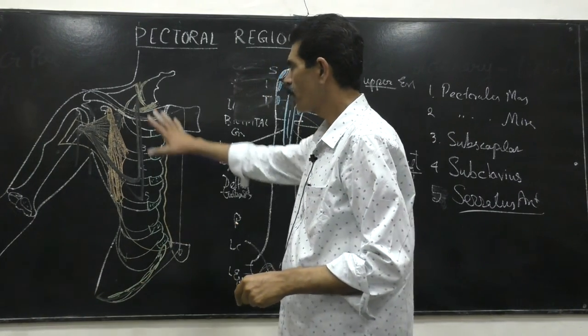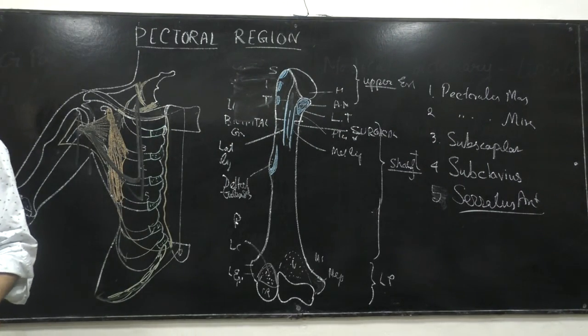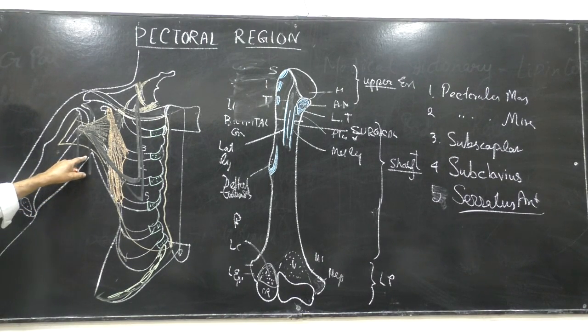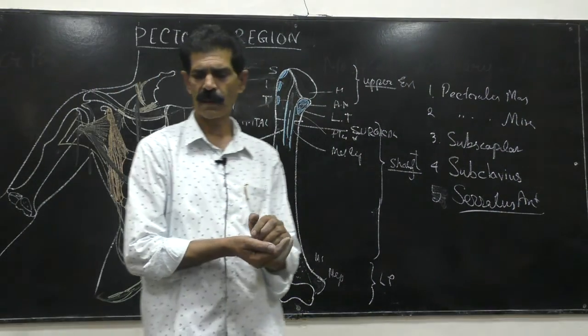So these are the 5 muscles we encounter in the pectoral or front region. Origin, insertion and action of all these muscles we have done. Now all the muscles require nerve supply. So nerve supply we do.